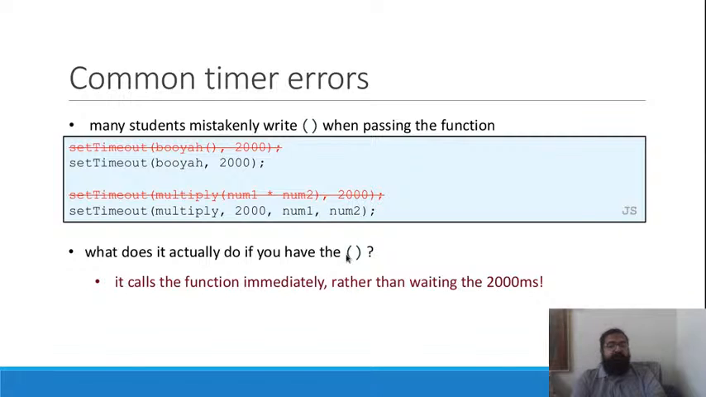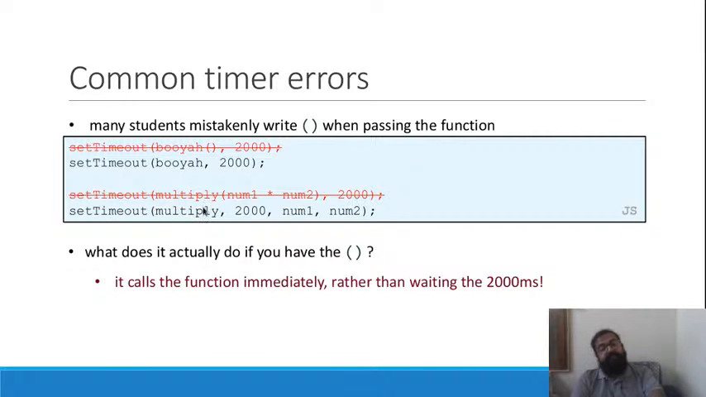So if you have parentheses, what happens? It will be considered an immediate function call. Because you have to understand there's a principle called orthogonality, where a function is being called by another function, while over here it is not that way. It's actually a reference to the function that we are passing as the first parameter to setTimeout.